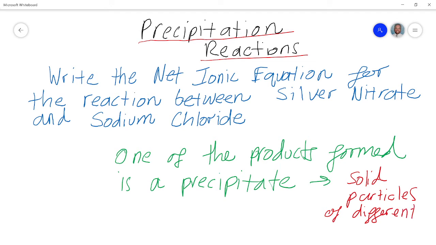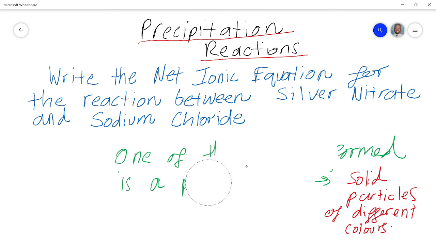I've seen some people make the wrong assumption that precipitates always have to be white. No, they need not be white. They could get different colors. You could get yellow, you could get green, all right, depending on the product formed, all right? So that's what a precipitation reaction is.